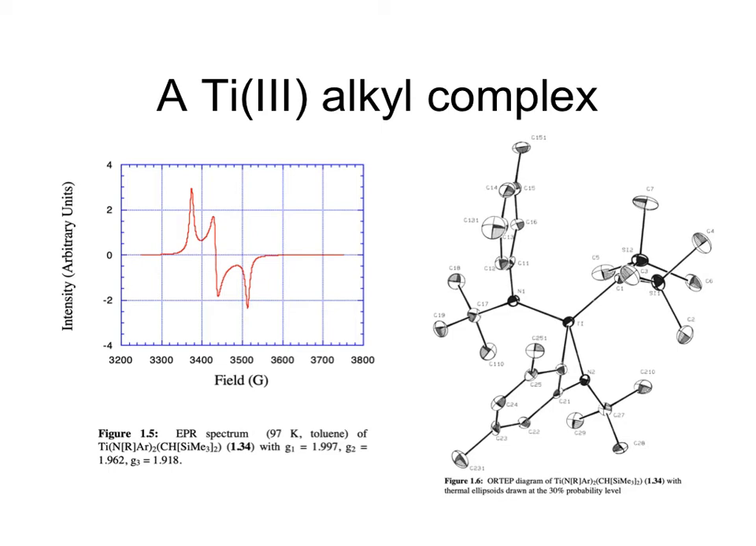The EPR spectrum is, again, very similar to the one we saw for the titanium(III) amide complex on the previous slide, with 3 g values corresponding to x, y, and z. And again, we have a rhombic symmetry because there's no axis of symmetry in this molecule.